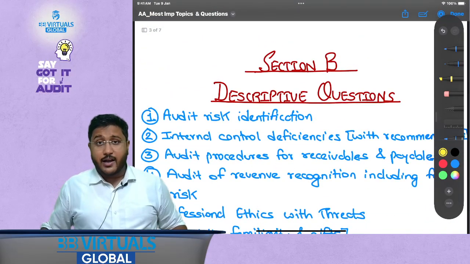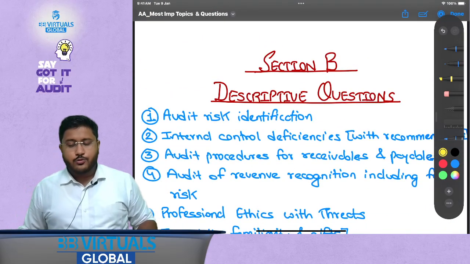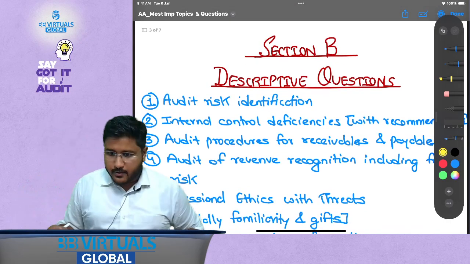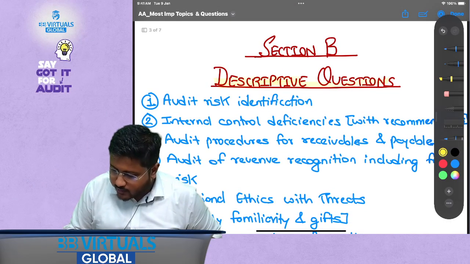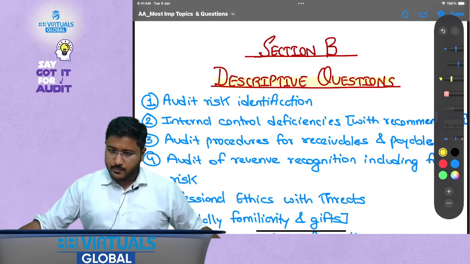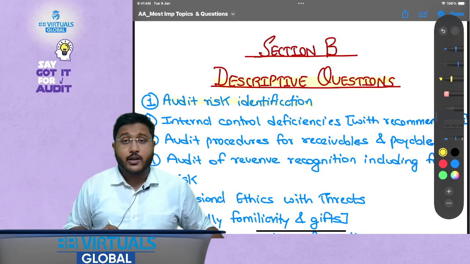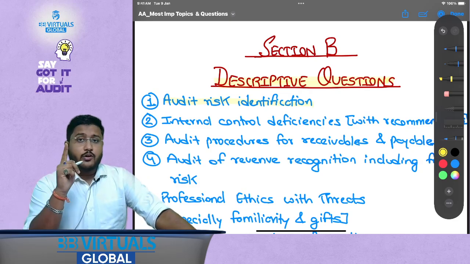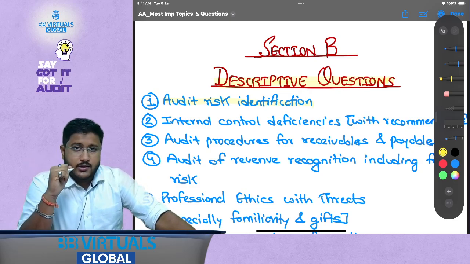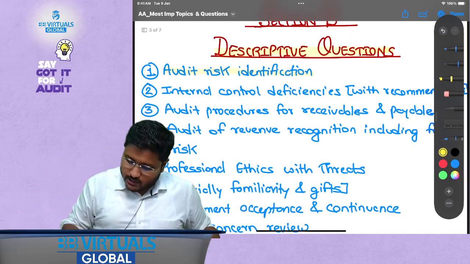Now for section B, I'm making this video in a very quick format so that you can cover the maximum content in the minimum time. Okay. Now section B, descriptive type questions. What areas are a little more important than the other areas for descriptive type questions? So for descriptive type questions, audit risk identification. That is, one question is generally asked on that: define the audit risk, identify the audit risk in the scenario. So audit risk identification is one such area which is tested.